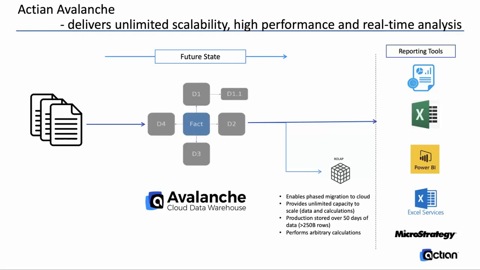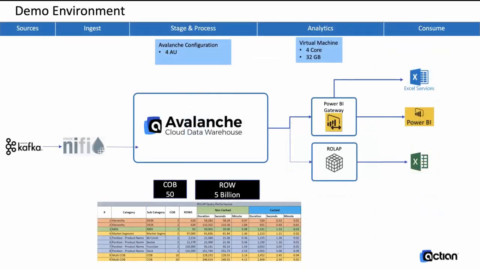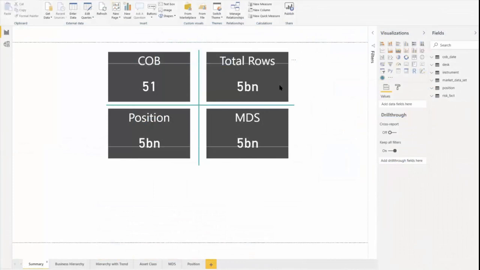Avalanche Data Warehouse can be scaled further. At the bank, this solution was powered by a 64 Avalanche unit cluster. For this demo, the data is scaled down to 5 billion rows and a 4 Avalanche unit cluster on Azure is used. The demo consists of Avalanche database and Power BI connecting directly to it, and streaming is demonstrated by using a NiFi workflow that gets data from Kafka streaming. So let's look at the live system running in Azure.